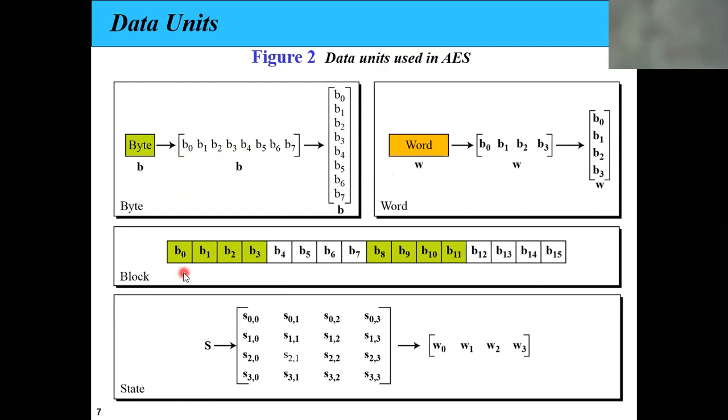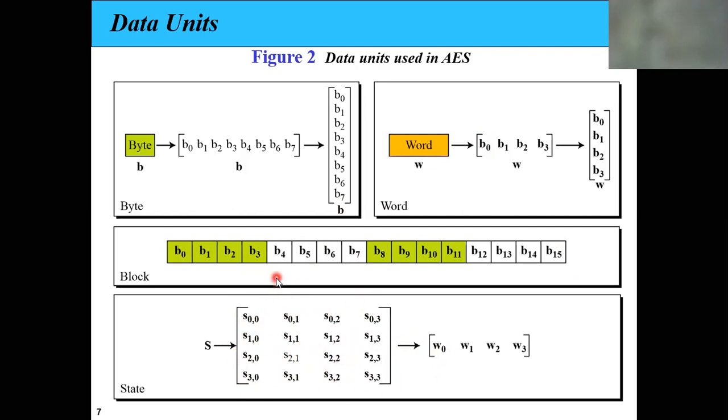A block is a whole block of 16 bytes. A state is one state: if you write this whole block in matrix form, it is one state, and it has four words. This is the first word, this is the second word, this is the third word, and this is the fourth word, because a word consists of four bytes. So this is W0, and this is W1, W2, and W3.